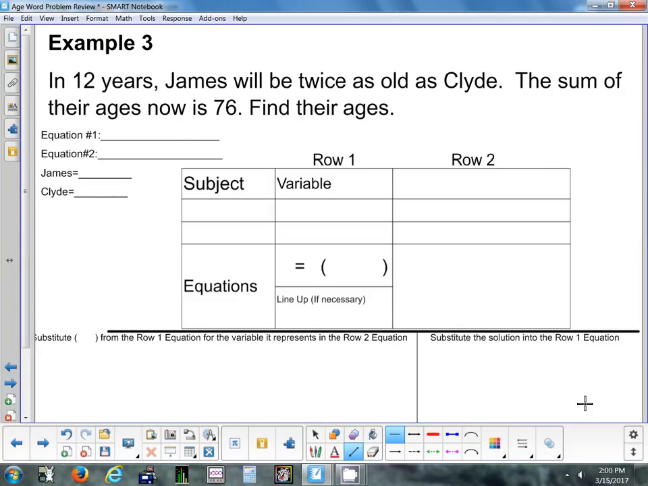This one's a little bit different. Shannon, how did you know you weren't dealing with the present when you looked at this problem? Because it says in 12. In 12 years, there it is right there.